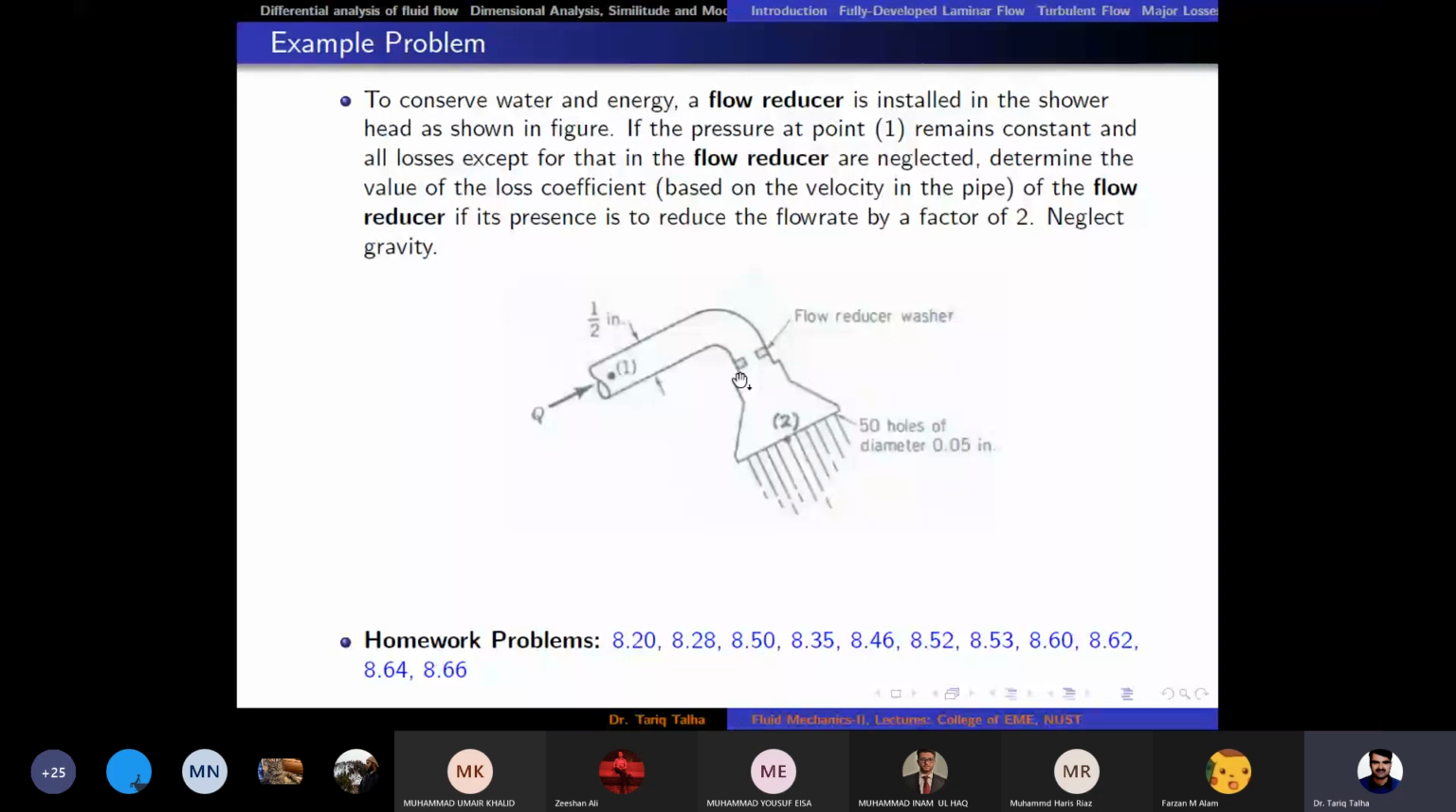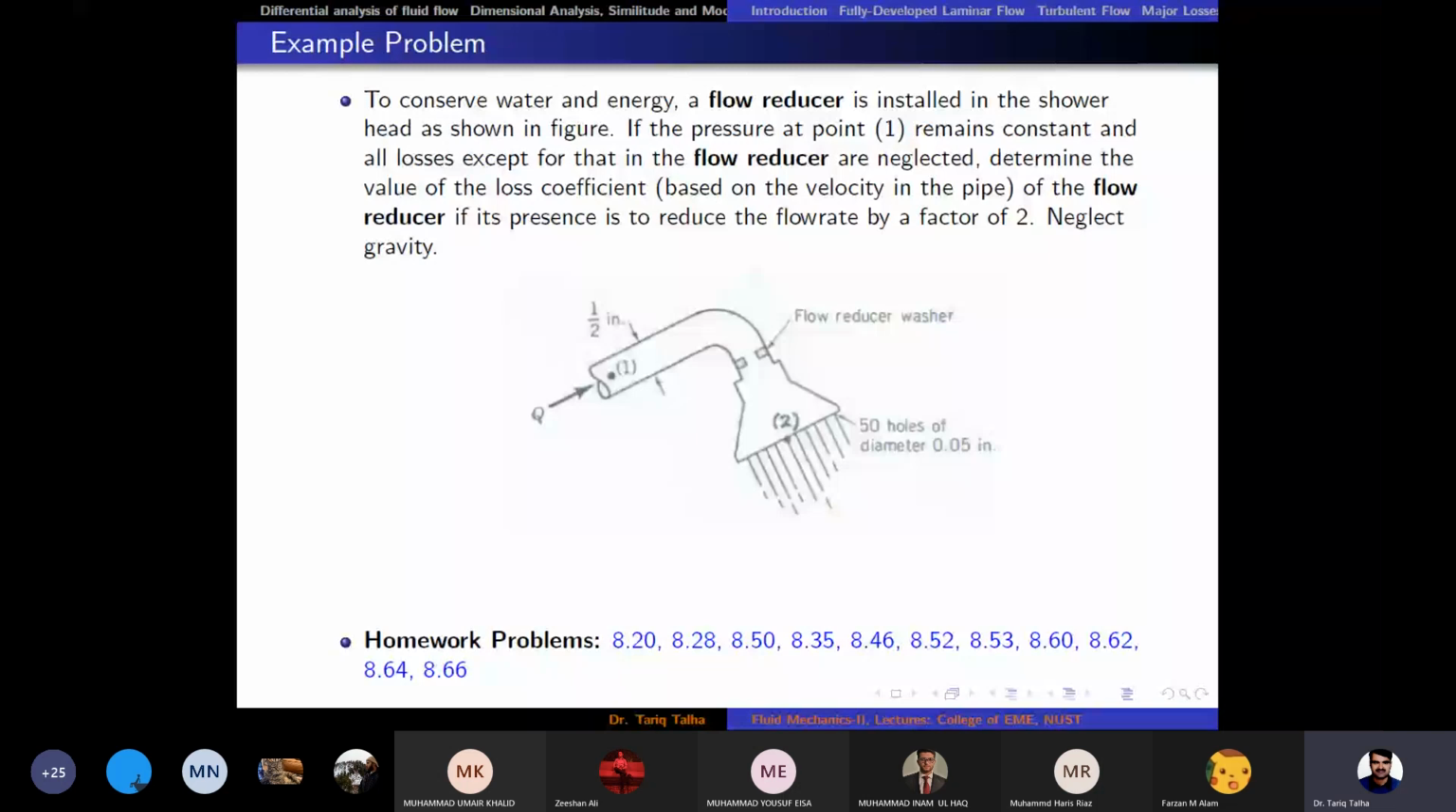Now due to this flow reducer they have installed, there would be some kind of losses there. Those losses would come into the category of minor loss. For the minor losses, we need to calculate the loss coefficient. So that's what we are going to do. Let me read the statement of the problem.